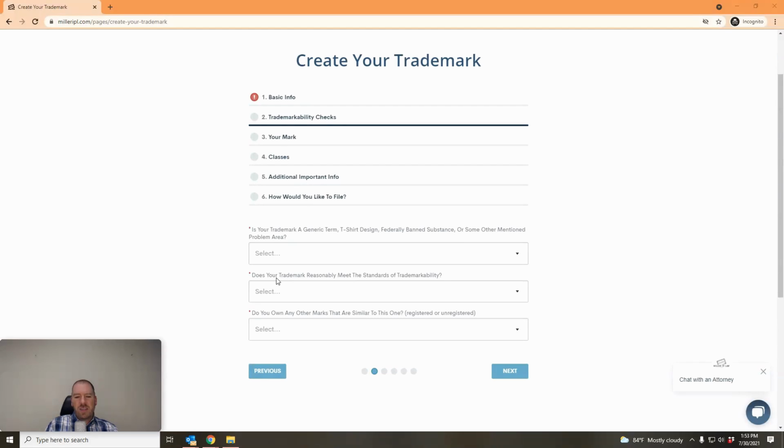The next standard on trademarkability is whether or not the trademark is confusingly similar to other trademarks that are already out there. So what does that mean? Let's unpack that a little bit. When you're looking at a trademark, what it's intended to do is be source identification, identifying who is selling a good or service.